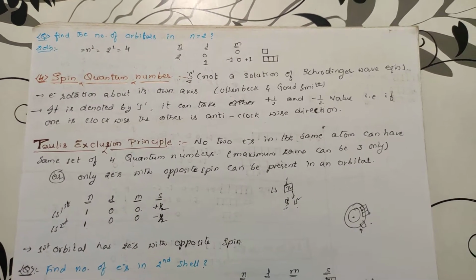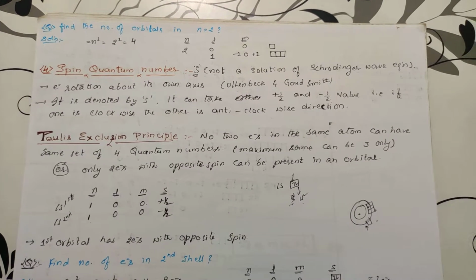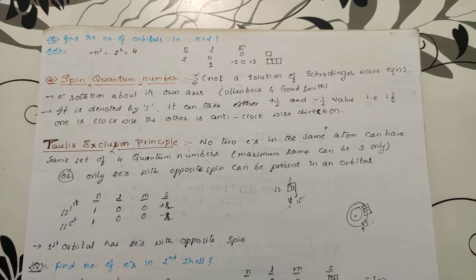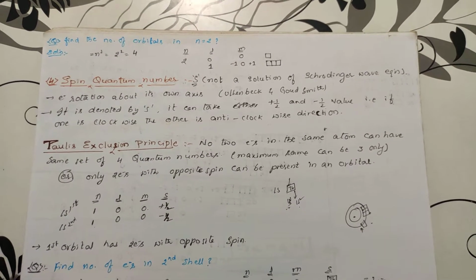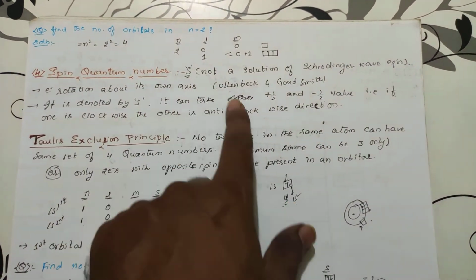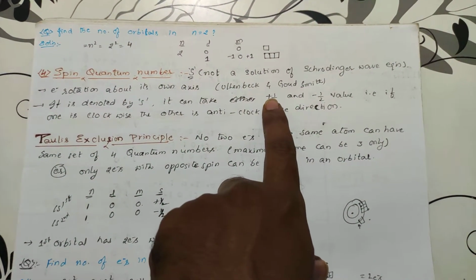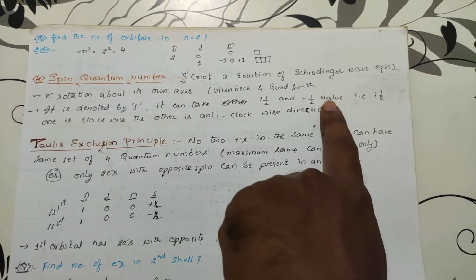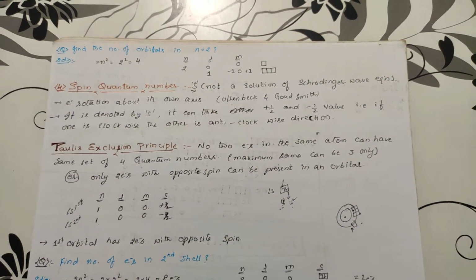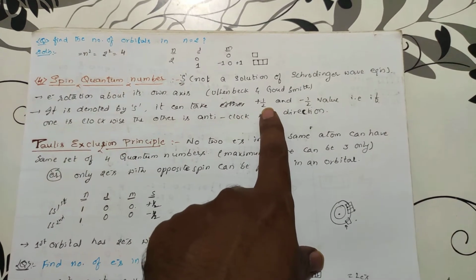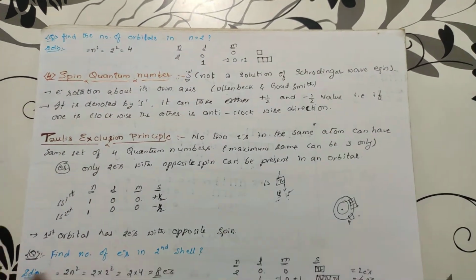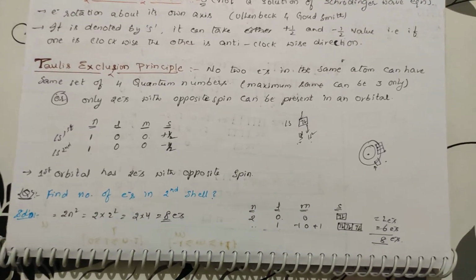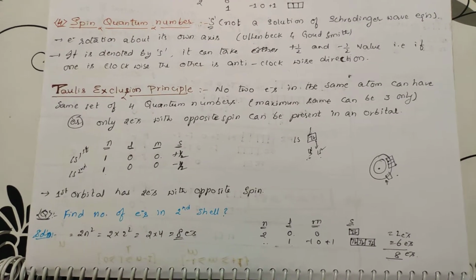If the electron rotates in the clockwise direction, they have taken it as plus half, and if it is in the opposite direction, it is taken as minus half. You can take it as either plus half or minus half, and oppositely, the other will be minus half or plus half, right? Simply for notation, I am taking clockwise as plus half and anti-clockwise as minus half. So like this, 4 quantum numbers have been introduced, right?